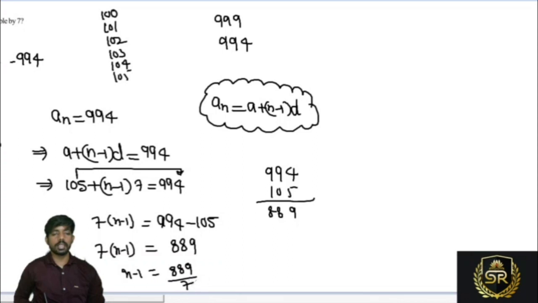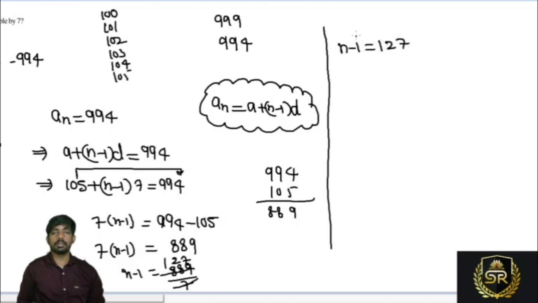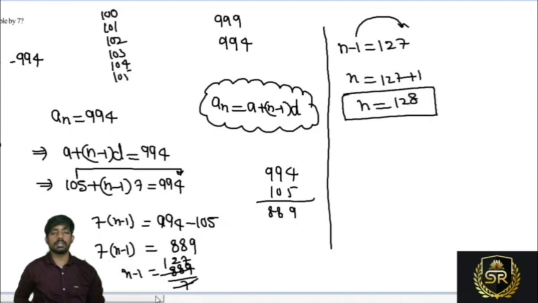Okay, I am dividing. 7 ones are 7, 7 twos are 14, 4 comes here, 14, and 7 sevens are 49. Therefore, n minus 1 is equal to 127. Bring this minus 1 to the right-hand side. n is equal to 127 plus 1, which is 128. Therefore n is equal to 128, so 128 terms exist.